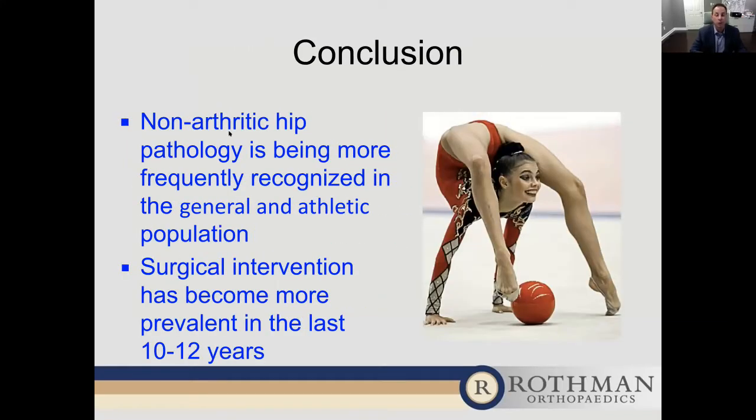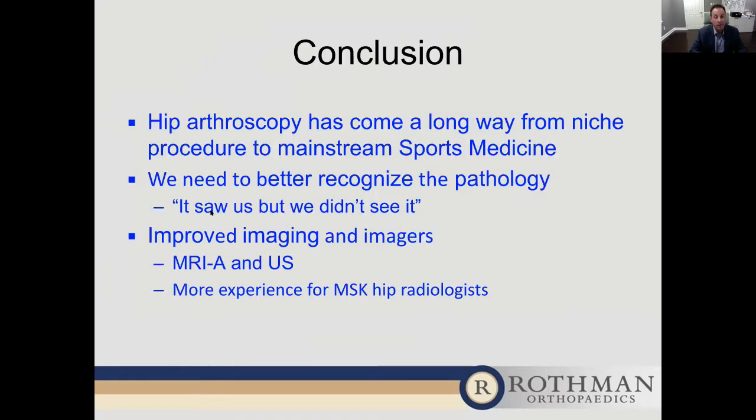So to conclude, non-arthritic hip pathology is being more and more frequently recognized in the general athletic population. Surgical intervention has become more prevalent in the last really 10 to 12 years, not more than that. Hip arthroscopy has come a long way from niche procedure to a mainstream sports medicine treatment. We need to better recognize pathology. It saw us, but we didn't see it.